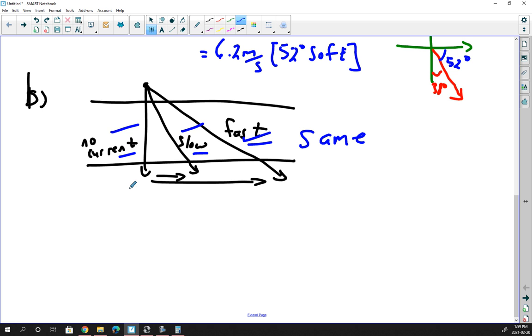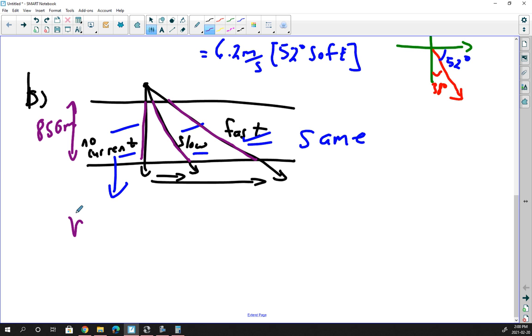So why not do it in the simplest way? No current. Why would I do that? Because I know this is 850 meters to go straight across. I don't know what this would be when there's a slow current. I could calculate it, or what this would be when there's a fast current, but that would require another calculation. I know straight across is 850 meters. So this is a situation where there is no current.